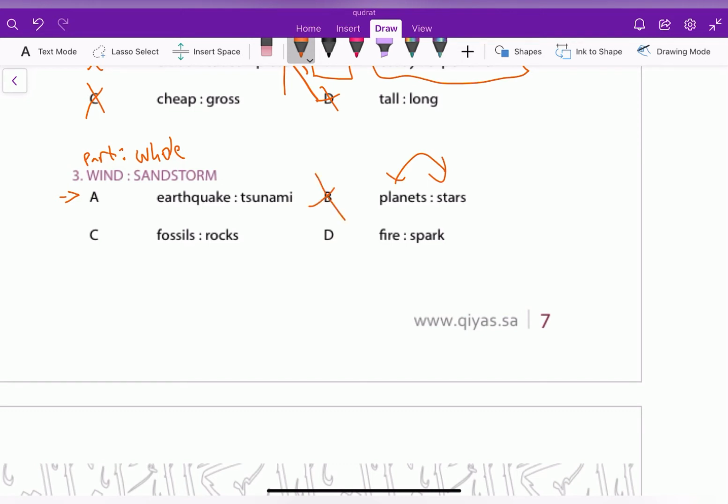Okay, so C, fossils and rocks. Well, no, not really, because they kind of have a different relationship rather than a part of a whole. And fire and spark. No, because again, they switched the relationship that we're looking for, meaning that the answer is automatically A.